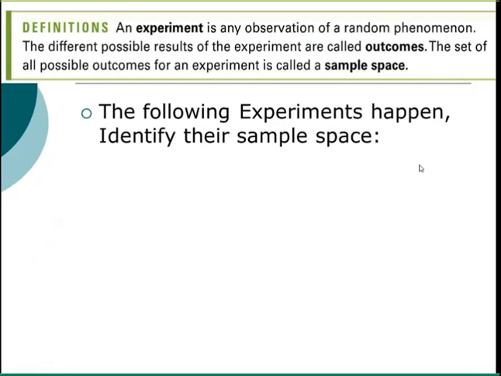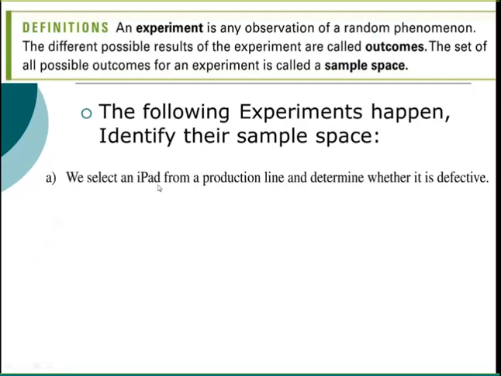We're going to start with some experimental, and so we select an iPad from the production line and determine whether or not it's defective. This is actually occurring. You're actually seeing it happen, so it's an experiment. There are two different types of outcomes in the sample space: you either have a defective one or a non-defective one. This is what you would actually type or click in the lab if you were looking for the sample space.